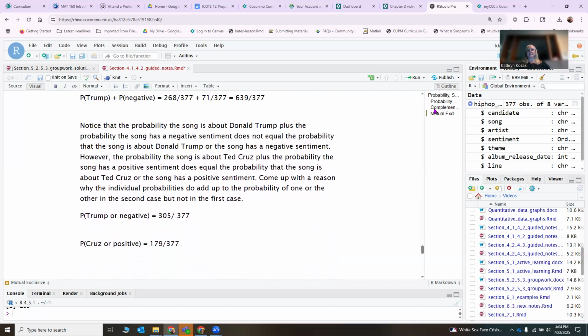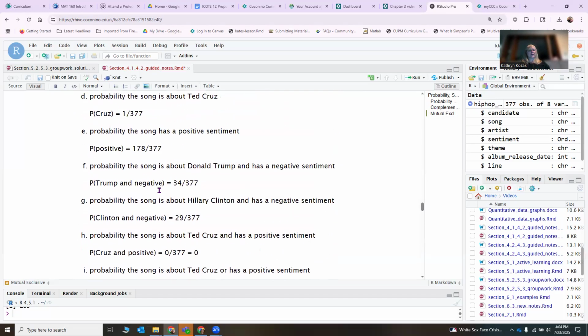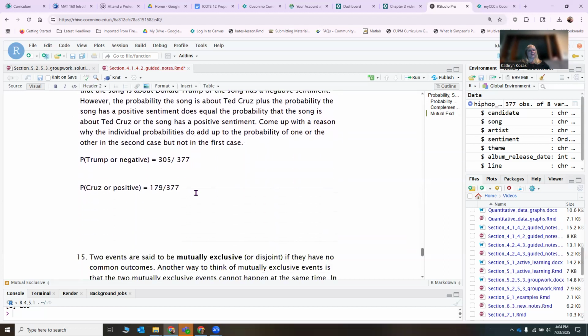And if I go back to my contingency table, what I noticed in this contingency table is that there was no overlap with Ted Cruz and positive. There was 0 people here. Nobody was both. But with Donald Trump and negative, there was overlap. So what we did is when we added these two numbers together, we added this 35 twice. And so that's where our problem came in to be.